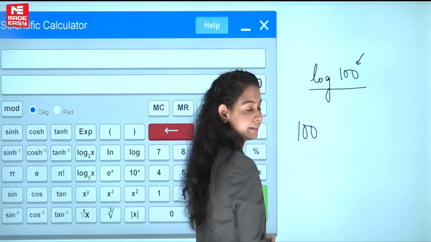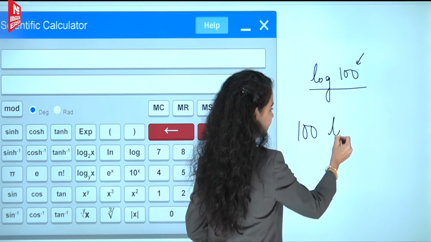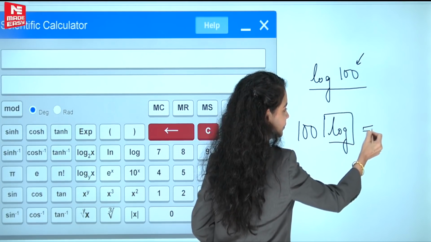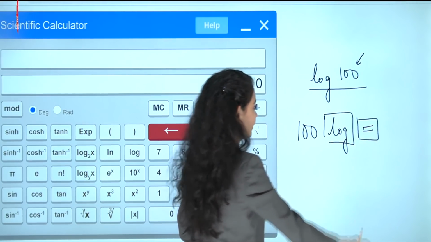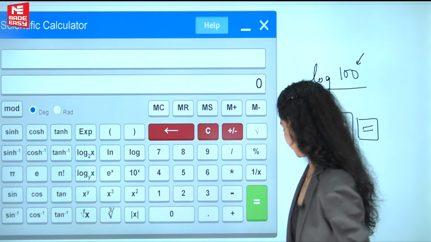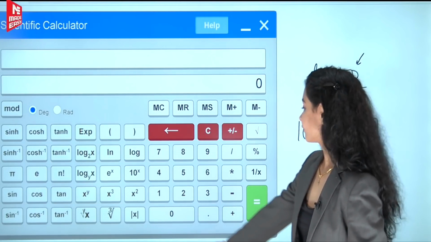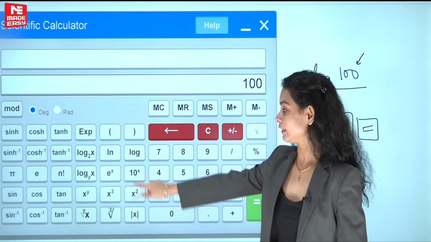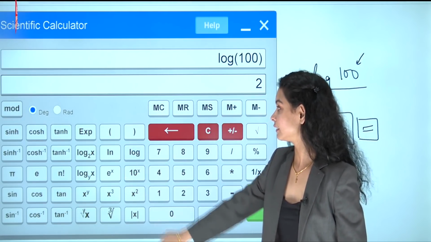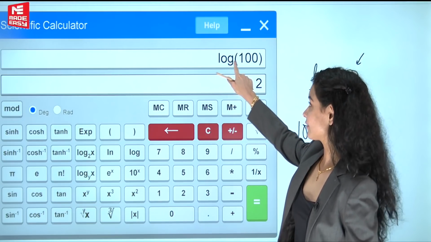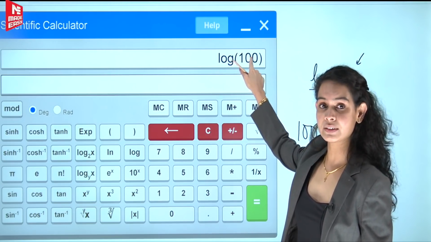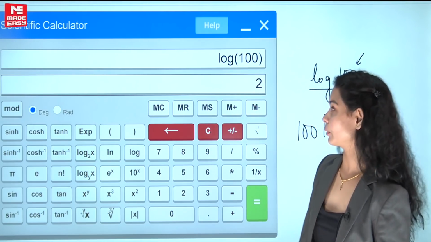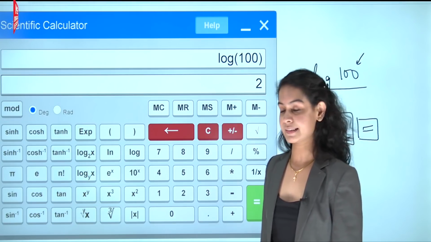So let us see how it will go. First press 100, then you have to press the log tab and then you have to press the equal to button. Let's see how it will go here on the virtual calculator. First press 100, that is your value of x here. Then the log which is found here, log 100, you can clearly see this on the display bar here, log 100 and then press equal to. So this is your answer.